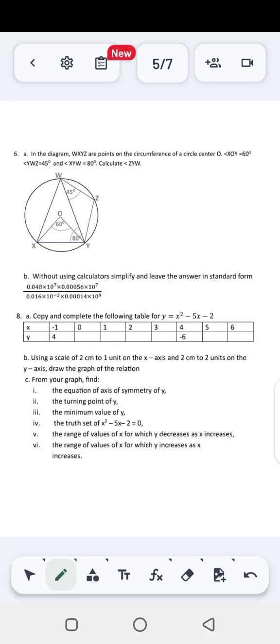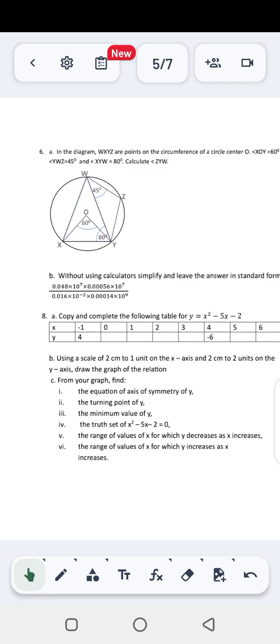We want to solve question number 8, which is a graph work, and you have to graph this quadratic function, right? So the quadratic function is given as y equals x squared minus 5x minus 2, and with this table you fill the missing values, then you use it to plot. All right, and then we have the sub questions here. So we have to use 2 cm to 1 unit on the x-axis and 2 cm to 2 units on the y-axis. Okay, so let's see how best we can graph this.